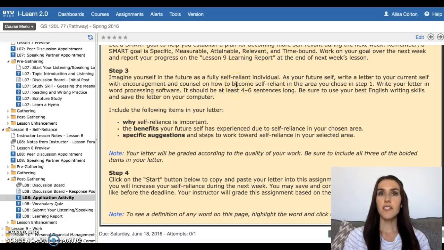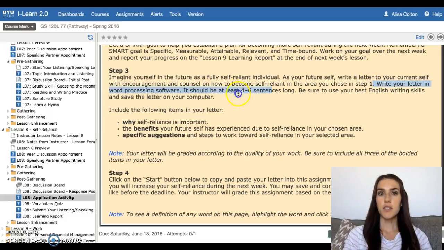Then you're going to write a letter to yourself. So pretend like you're writing to yourself in the future. Maybe in 5 years, what would you say to yourself? And encourage yourself on how to become self-sufficient in that area. Maybe I'm trying to be more self-reliant in finances, and so I give some tips to my future self of what I could do and what I did do to help become more self-reliant.